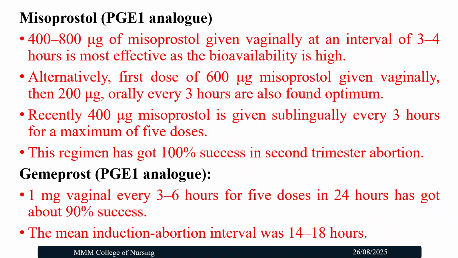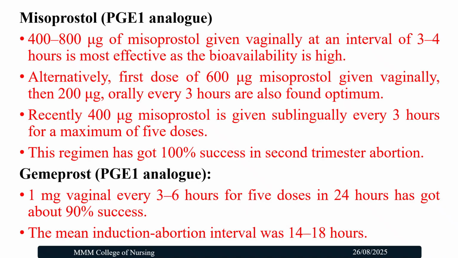The next medical method is misoprostol. 400 to 800 microgram of misoprostol given vaginally at an interval of 3 to 4 hours is most effective as the bioavailability is high. Alternatively, a first dose of 600 microgram misoprostol given vaginally, then 200 microgram orally every 3 hours, is also found to be optimum. Recently, 400 microgram misoprostol is given sublingually every 3 hours for a maximum of 5 doses. This regimen has got 100% success in second trimester abortion.